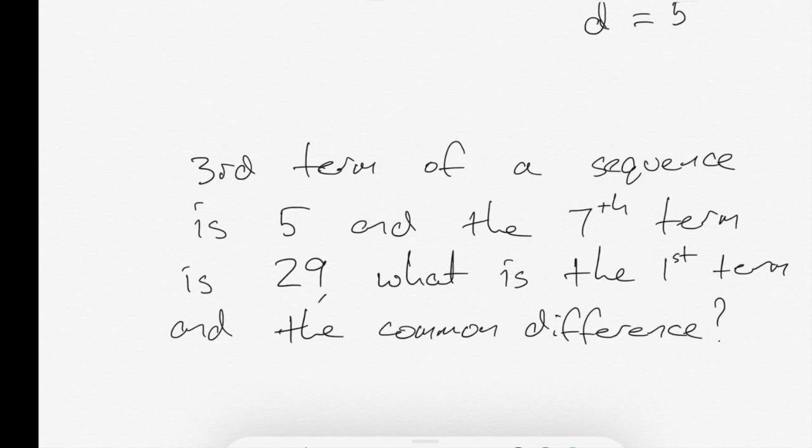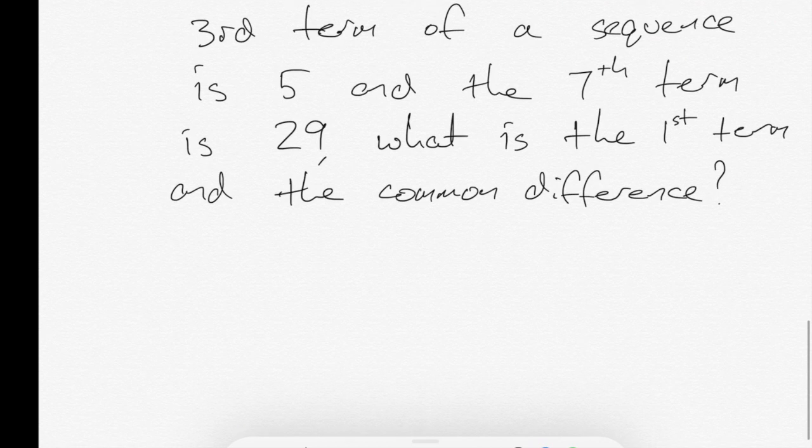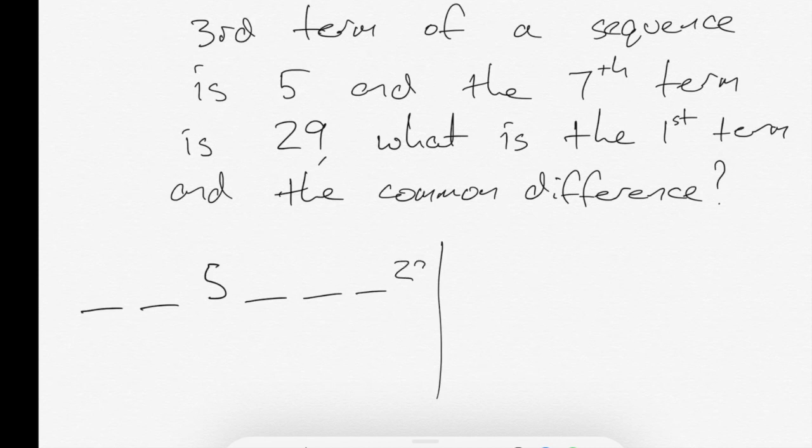Now, there's 2 ways to do this. One is the practical way, which is to just think, okay, well, I've got the third term, which means something goes in the first term, something goes in the second term. That one is 5, and then we've got the 4th term, the 5th term, the 6th term, the 7th term. How many lots of the difference is that? We know that the difference must be the same each time, and that is 4 lots of the difference.